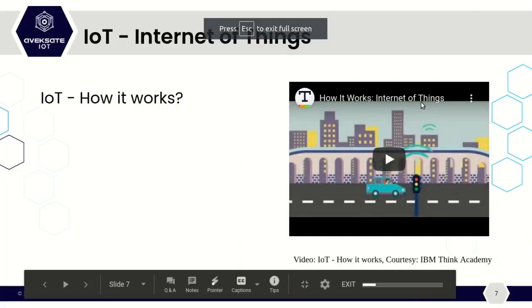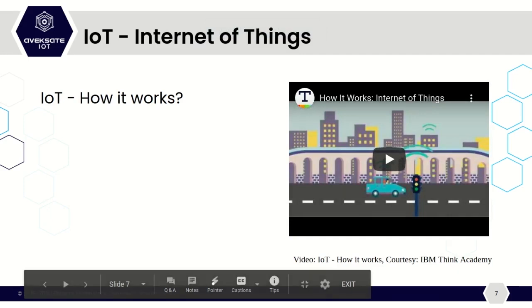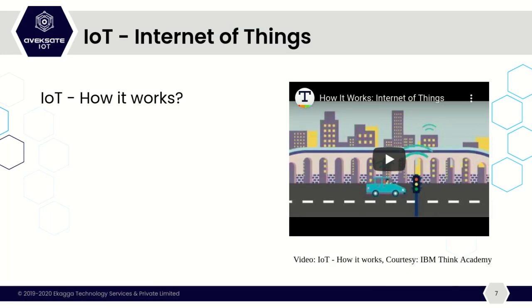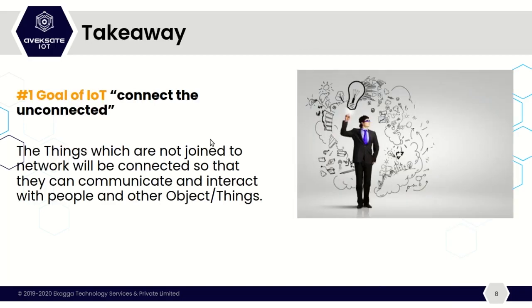Okay, so what you have seen over here is how the Internet of Things is helping the customer, the manufacturer, the service center, the citizen, and everybody, right? So the Internet of Things is basically impacting every aspect of our life. We'll look into more details down the line. So the very first takeaway, what you see up to this slide, is the goal of IoT. The goal of IoT is to connect the unconnected. The things which are not connected to the network will be connected so that they can communicate and interact with people and other objects or things.